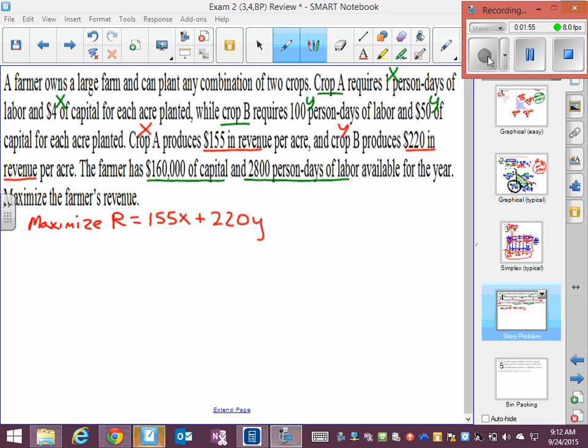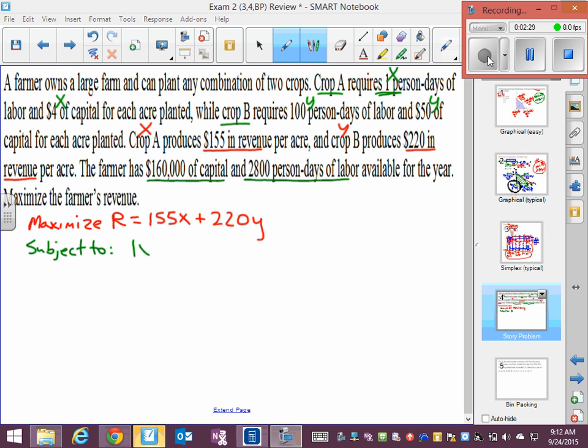But what you should notice, in addition to X and Y, is these categories. They're splitting the numbers into categories, and it looks like they're talking about person days of labor and capital. And so now that I've got X's and Y's in, I should be able to kind of filter my numbers into those two categories. If you go back and reread it again, this 1X up here is talking about person days of labor. So our constraints, subject to, I'm going to write an inequality for person days of labor.